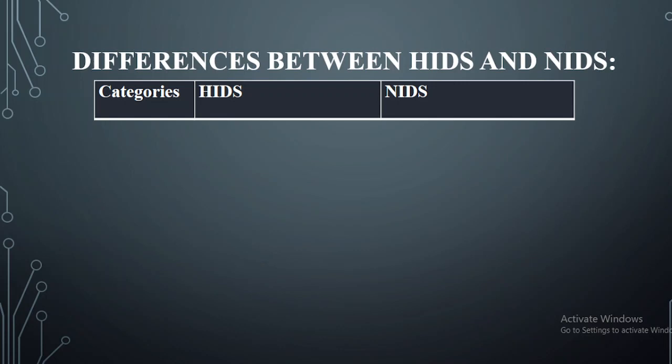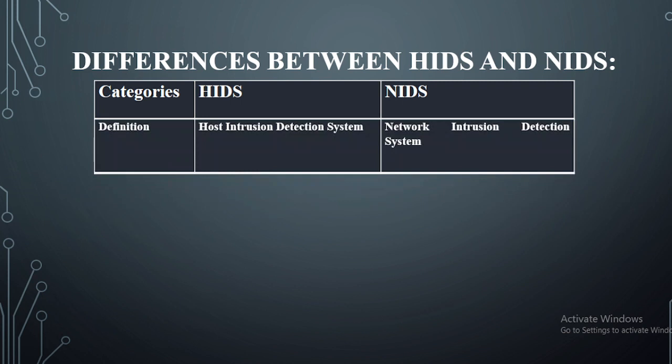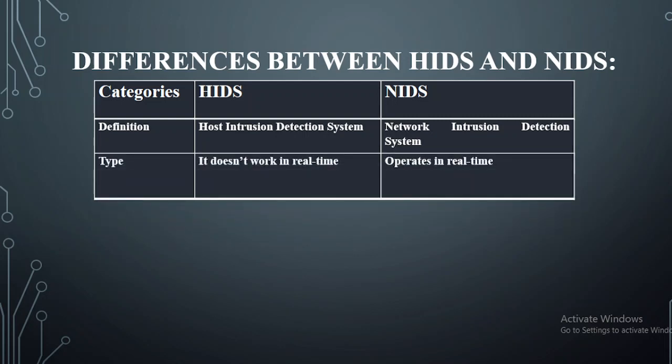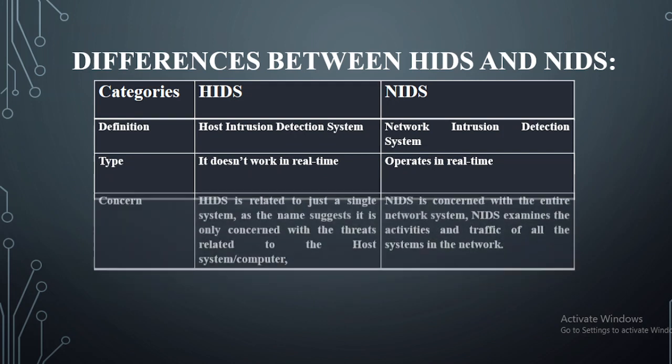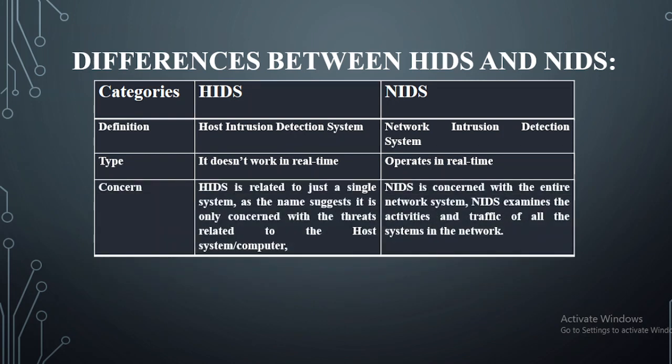Let us compare and contrast HIDS and NIDS. By definition, HIDS is the host intrusion detection system, and NIDS is the network intrusion detection system. Then let us look at the types. HIDS doesn't work in real time, whereas NIDS tries to operate in real time. Let us look at the main area of concern. HIDS is related to just a single system. As the name suggests, it is only concerned with the threats related to the host, that computer, where it is installed.